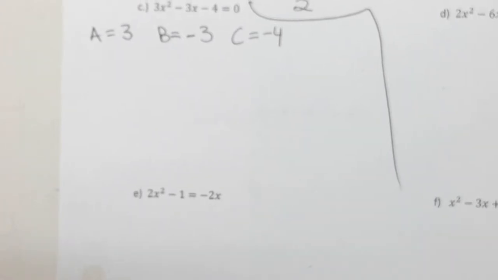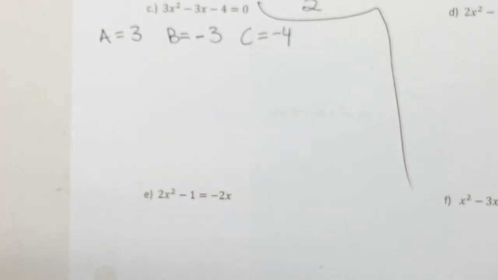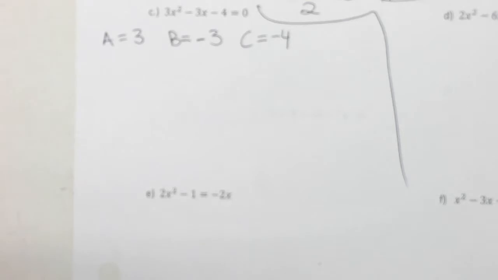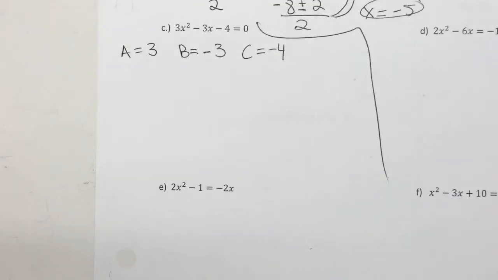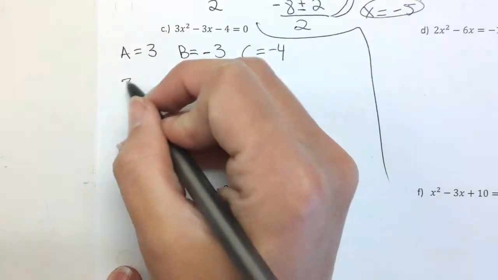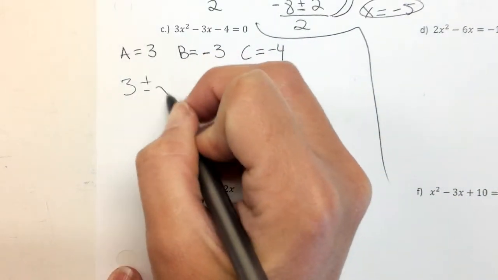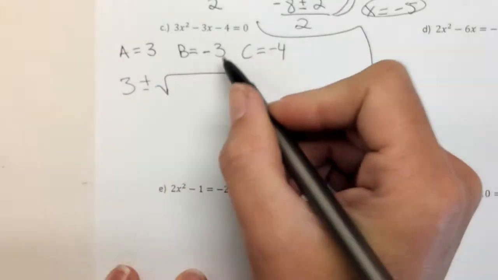Alright. So this one has a negative 3 as our b. So what do you think that's going to make it when we have negative b? A positive 3. Good. There we go. Alright, so it's going to be positive 3 plus or minus square root. What would b squared be?